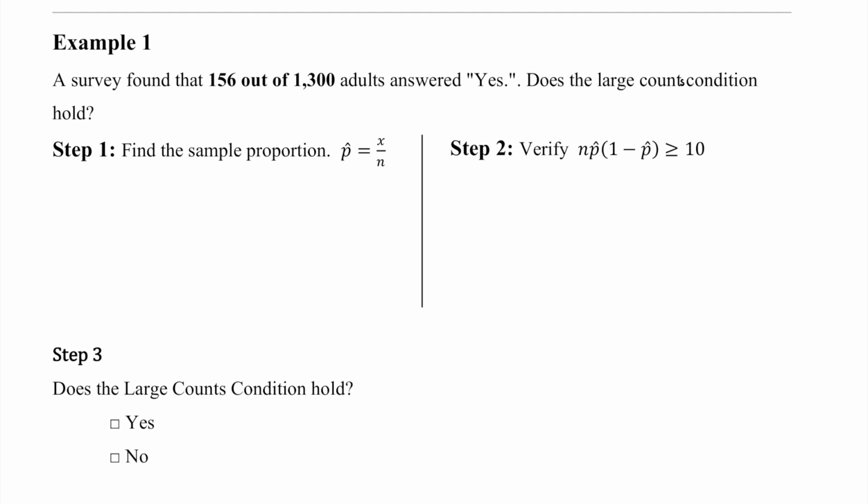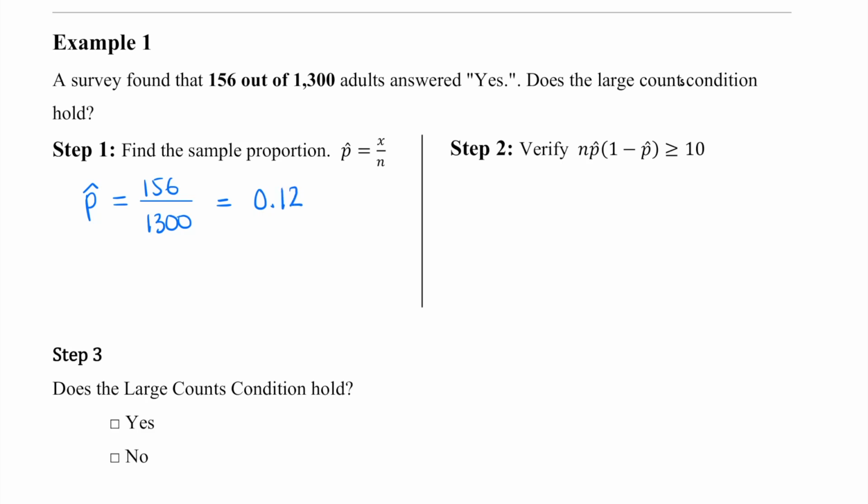Now, let's check the large counts condition. A survey found that 156 out of 1,300 adults answered yes. Does the large counts condition hold? First, find the sample proportion. p hat equals x over n. x is 156 and n is 1,300. And that equals 0.12.